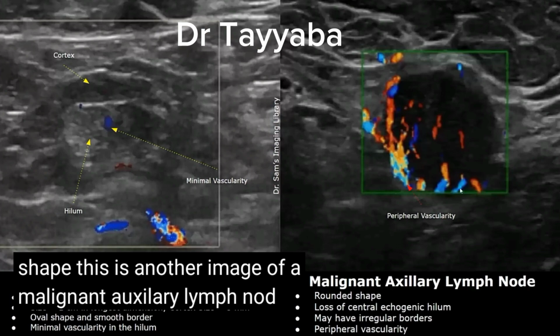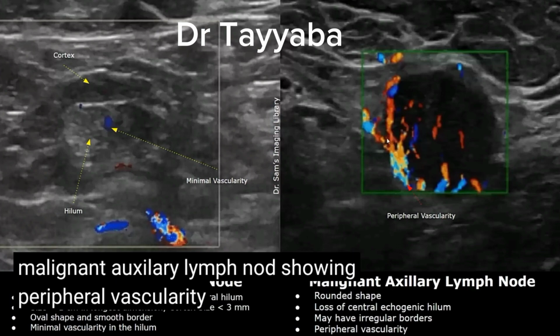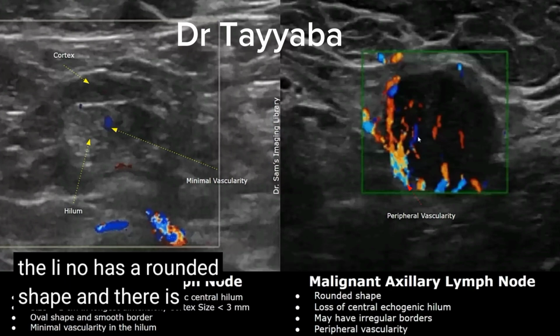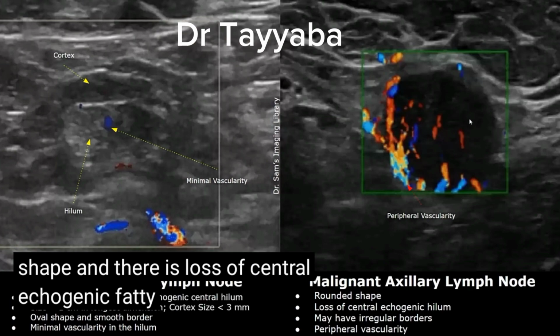This is another image of a malignant axillary lymph node showing peripheral vascularity on color Doppler. The node has a rounded shape and there is loss of the central echogenic fatty hilum.